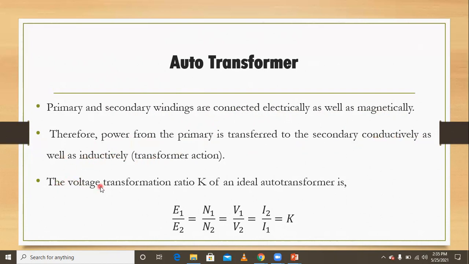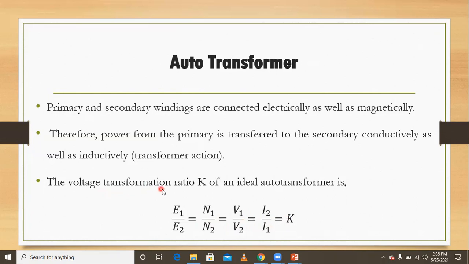Understood? The voltage transformation ratio K of the ideal autotransformer is the same as for a two-winding transformer: E1 by E2 equals N1 by N2, equals V1 by V2, equals I2 by I1. It's called K. Generally, K is N2 by N1, so that type of notation is also valid.